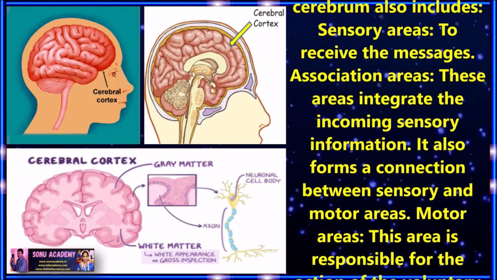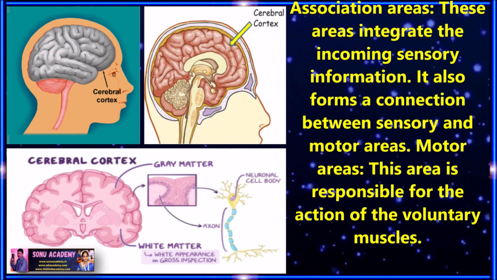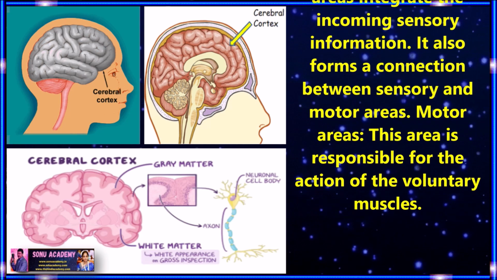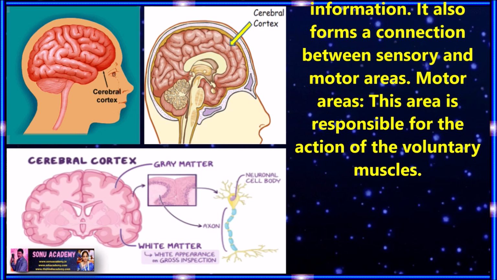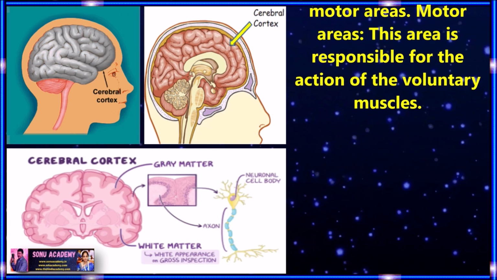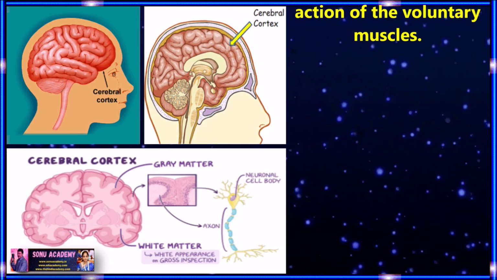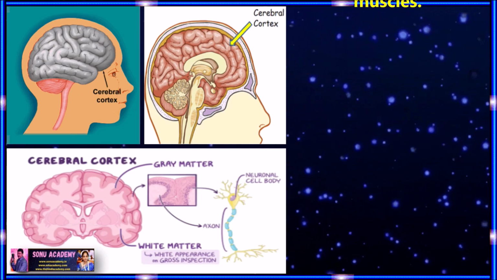The cerebrum also includes the sensory areas to receive the messages, and we discussed the association areas. These integrate the incoming sensory information. It also forms connections between sensory and motor areas. The motor areas are also responsible for the action of the voluntary muscles.